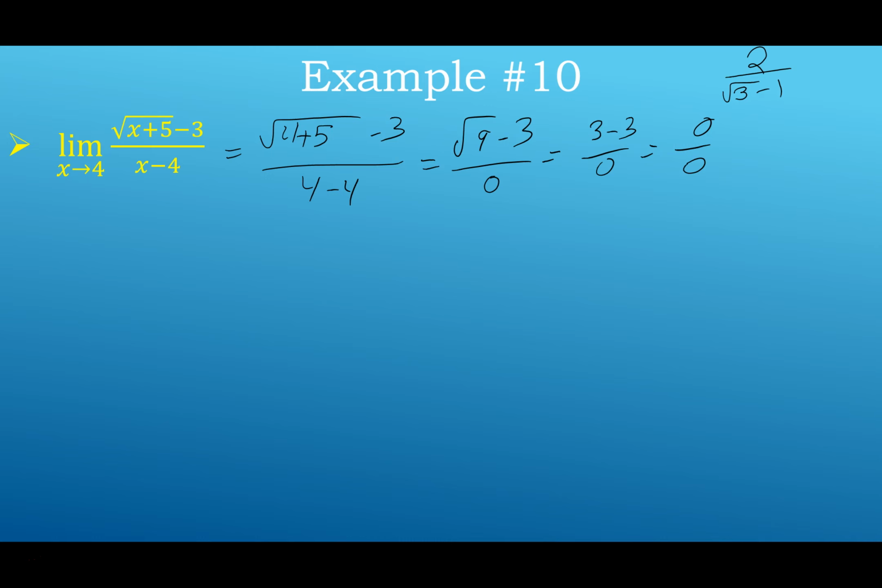Here we're going to use that same idea. We're going to multiply top and bottom by the conjugate of the square root so that I can cancel the square root from up top. And you might be thinking, well, how is that going to help me? That's going to move the square root to the bottom. Trust me, something nice happens for these particular problems. We have the square root of x plus 5 minus 3 over x minus 4. We multiply by the square root of x plus 5 plus 3 on top and bottom.